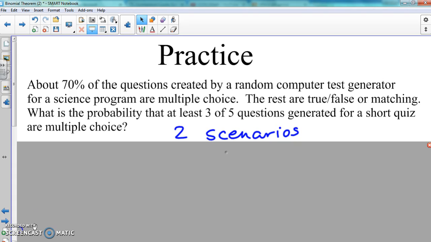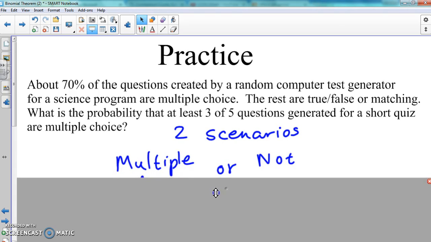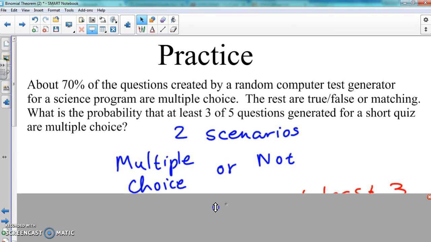Okay, multiple choice is one, and then the other ones are the other. So true, false, matching are the other one. So it's not multiple choice, then true, false, and then matching. It's multiple choice, and then true, false, matching. All that goes together. So those are 2 scenarios. Multiple choice, and you can say not multiple choice.